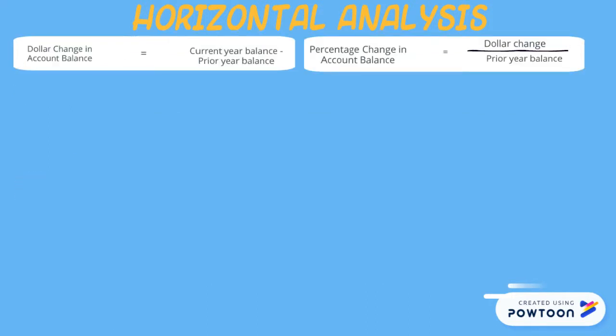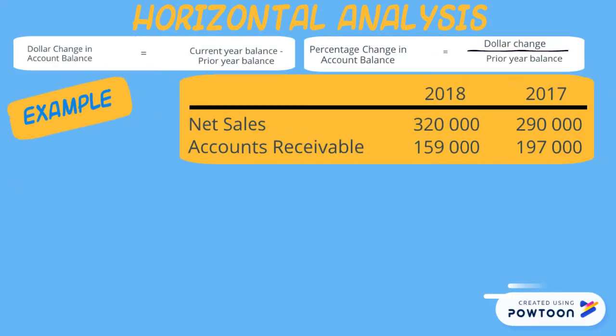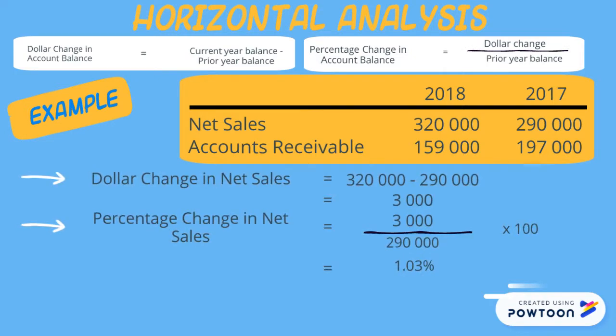In this example, we can conduct horizontal analysis on the business's net sales by dividing the change in account, $3,000, by 2017's balance to produce a percentage of 1.03%. This demonstrates that the business's net sales have not fluctuated over these accounting periods.